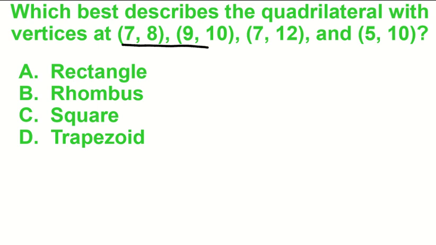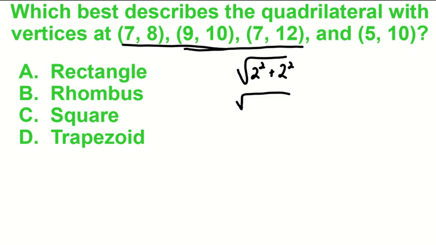So as we go, we're gonna look at side lengths. So for that first side, what I'm doing is I got my square root of my change in x squared plus my change in y squared. All right, so they both happen to be 2. That's the first side. For my second side, looking there, I got the square root of 2 squared plus 2 squared.